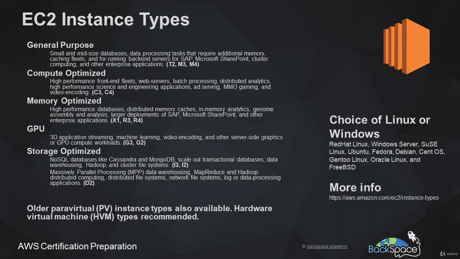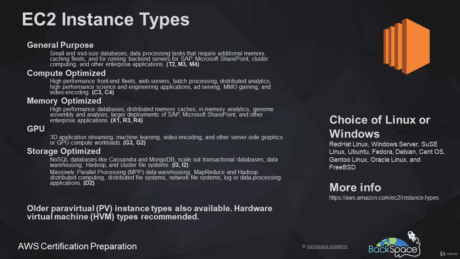Then we have the GPU, so that's going to be for your graphics applications, for 3D graphics applications, for machine learning and high intensive GPU compute workloads, and that's a G2 instance type. And then we have the 2 storage optimized instance types. The first one being the I2, which is good for NoSQL databases and transactional type databases, Hadoop. And the next one, a large storage optimized instance type, is the D2, for data warehousing applications, for large MapReduce and Hadoop applications and the like.